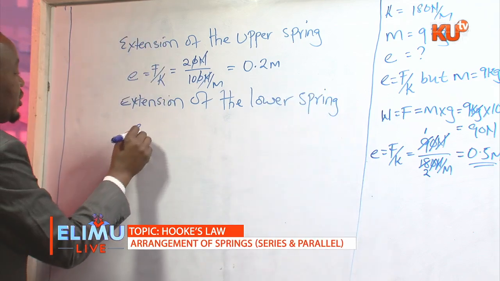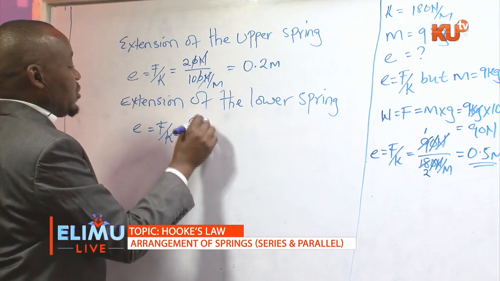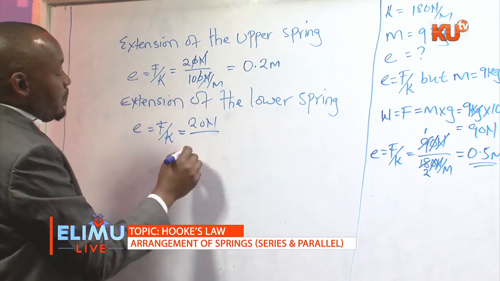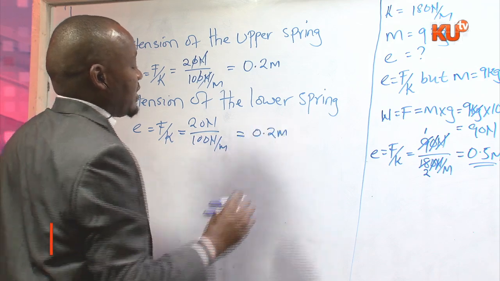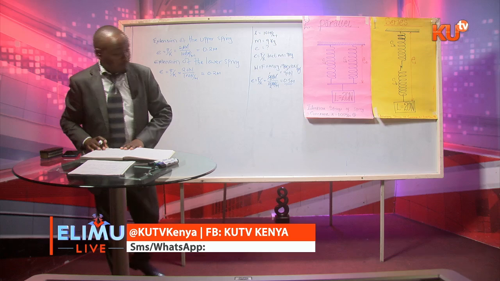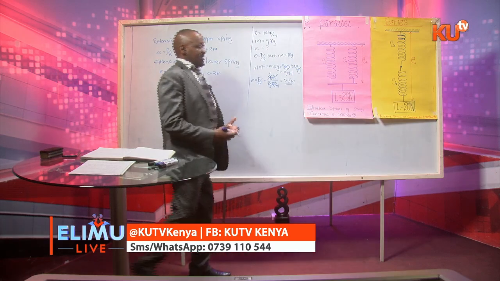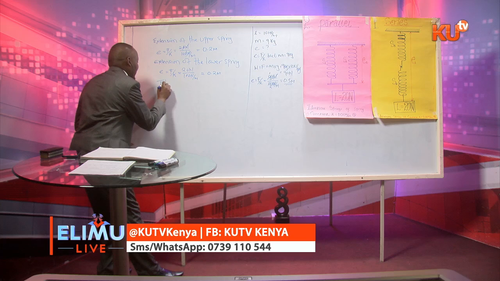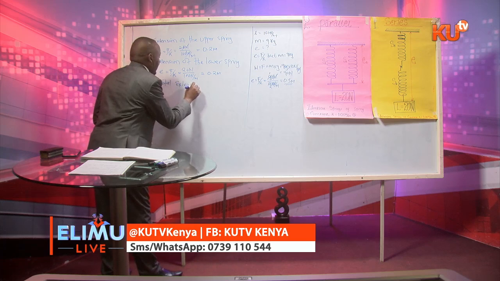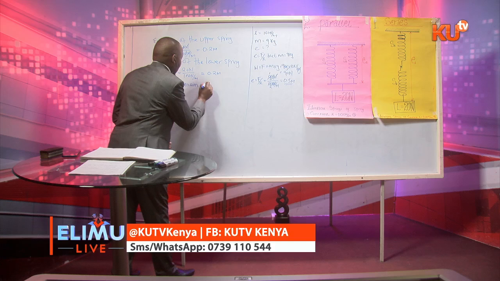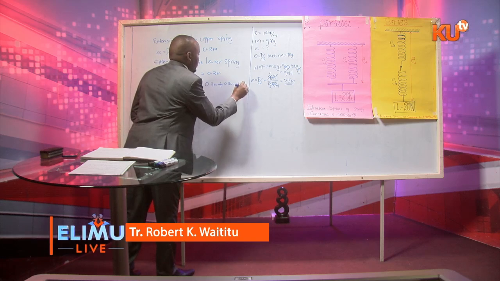So again, extension will be equal to force over spring constant K. The force applied is 20 newtons. The spring constant is the same, 100. And in cancelling out, we'll still have another 0.2 meters extension. Now, the extension of both springs will be the sum of individual extensions. And therefore, again, directing the person who is marking your work, that total extension, in this case, will be 0.2 meters added to 0.2 meters to give us 0.4 meters.